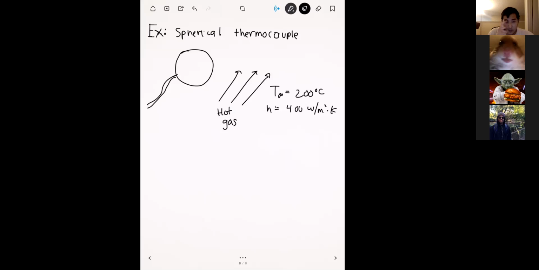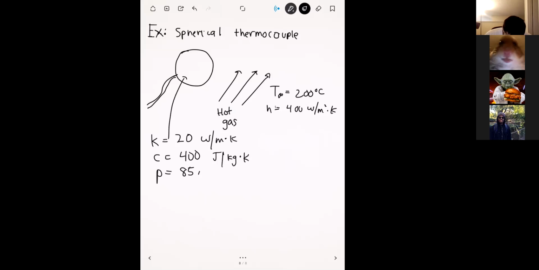And then let me give you some properties for the thermocouple itself. Let's say the thermocouple is made of a material which has a thermal conductivity of 20 watts per meter K, a heat capacity of 400 joules per kilogram K, and a density of 8,500 kilograms per meter cubed.